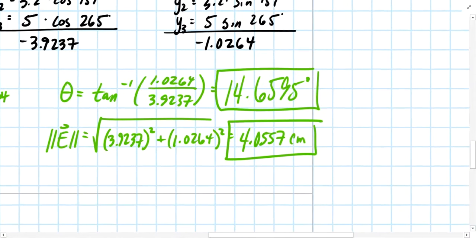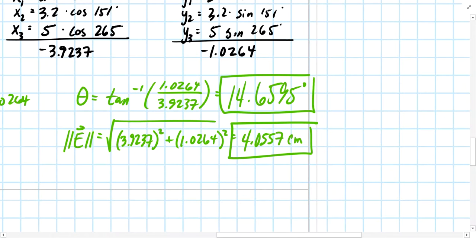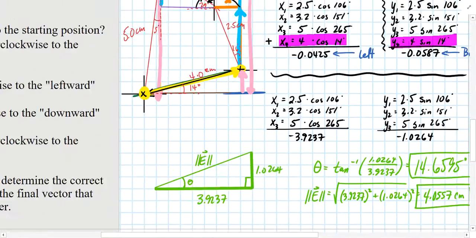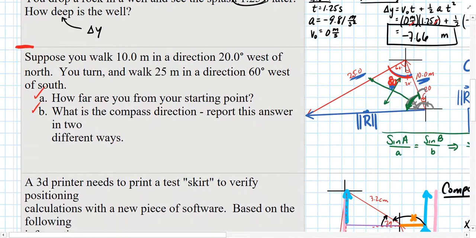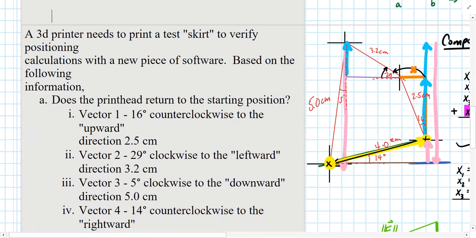Now, in reality, I don't think a 3D printer would correct itself this way by just fixing one vector at the end, but I chose this problem so that it would illustrate this component math. And to be perfectly honest, both of these questions could be completed using either method, either oblique triangles or components of right triangles.